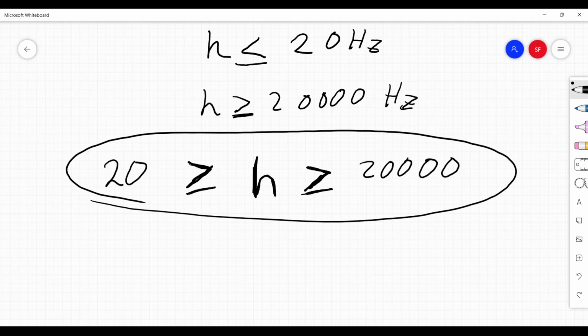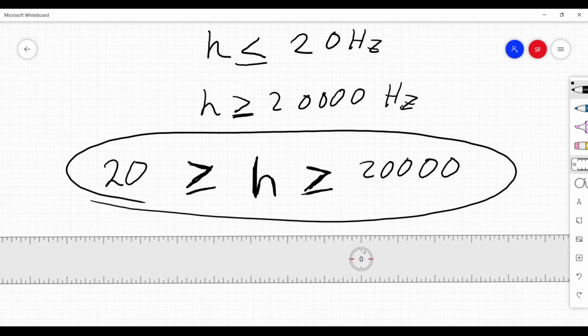That would be a terrible idea, wouldn't it? Okay. I'm going to grab us a ruler.